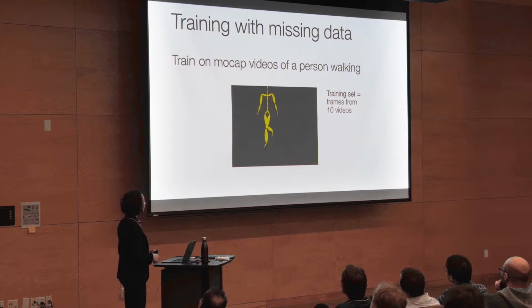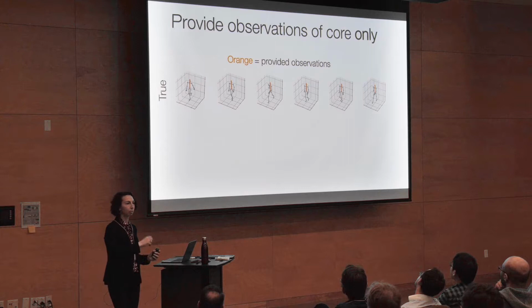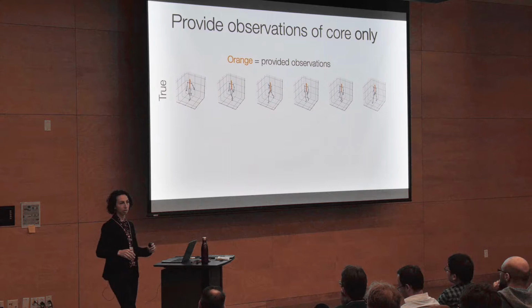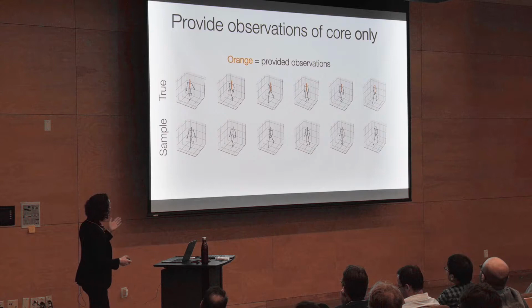And then what we're going to do is something called conditional sampling, where we're going to condition on one group of observations, which we choose to be the core body position. So that's shown with these orange dots. And our goal is to impute all these other limbs. Okay, so we're going to condition on those orange dots and compute where we believe those other limbs to be, and this is what we get.